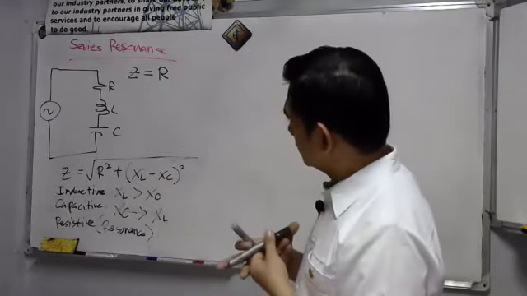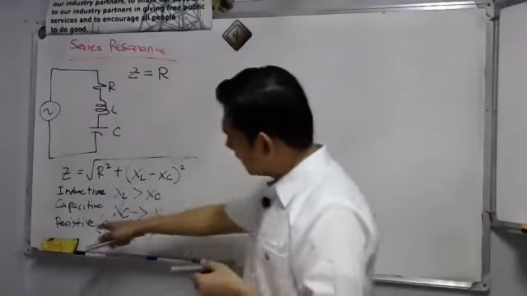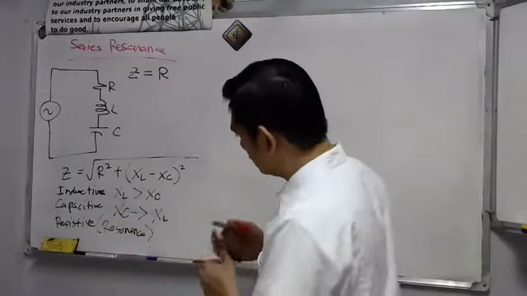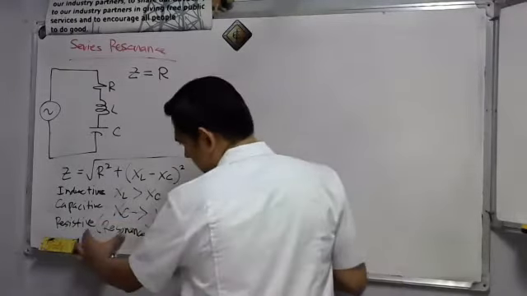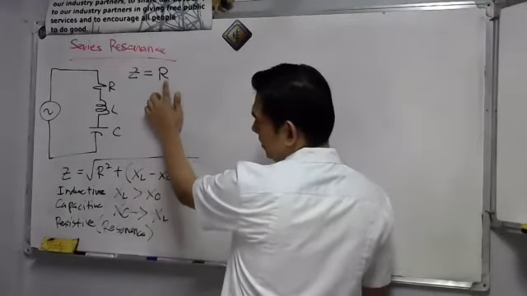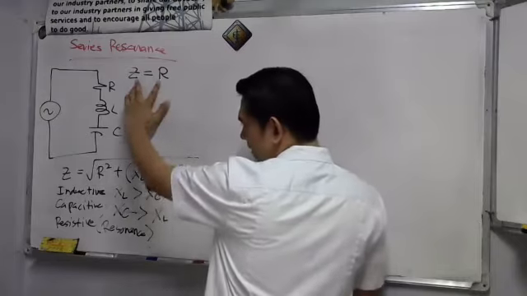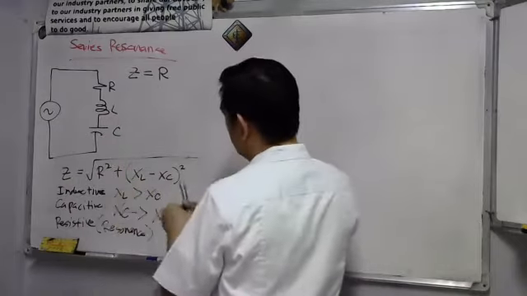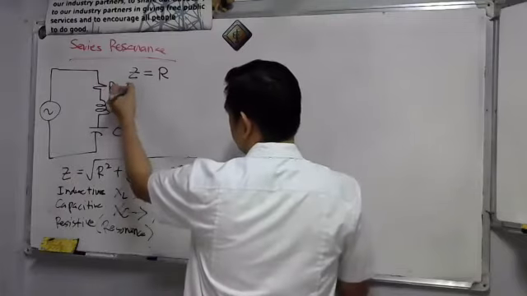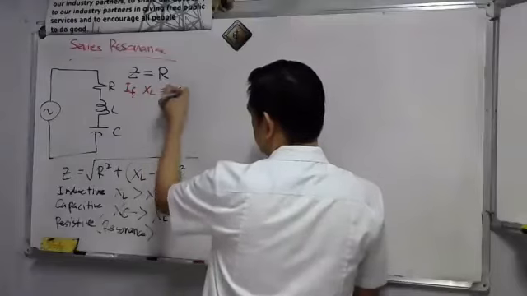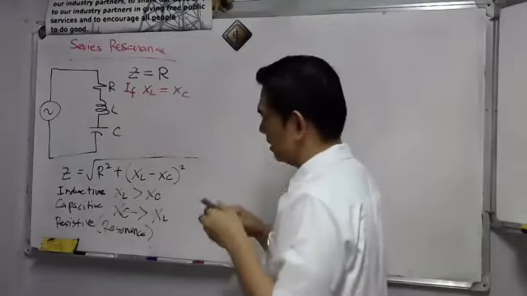No? So let us go with our resonance condition. At resonance condition, the circuit becomes purely resistive. That's why our impedance is simply equal to R. No? But when will this circuit become a pure R? If our X sub L is equal to X sub C. So doon siya nagiging pure R.